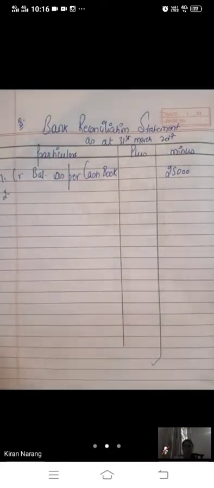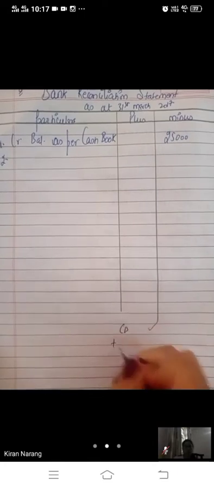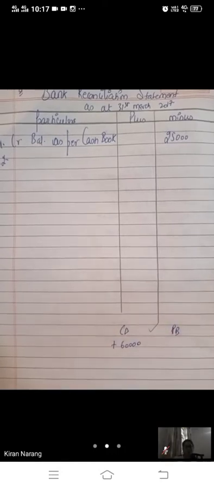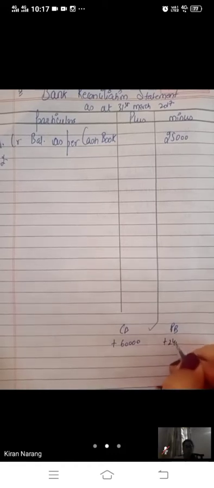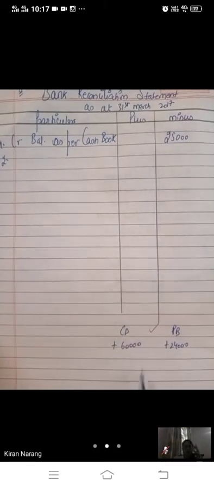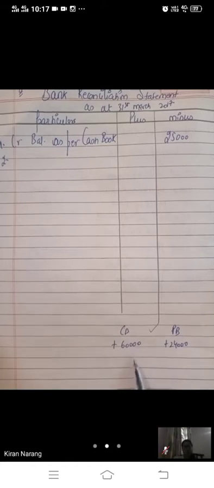Second transaction: checks paid into the bank for collection, 60,000. If we are paying any check into the bank, we are adding it in the cash book. That means 60,000 we have added in the cash book. But checks of rupees 24,000 could only be collected in March. They told you that 60,000 is added in the cash book, whereas only 24,000 is added in the passbook.